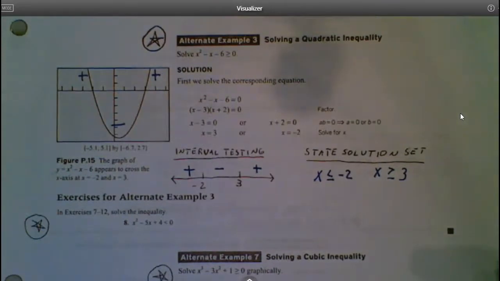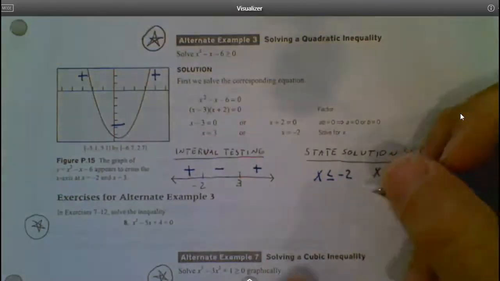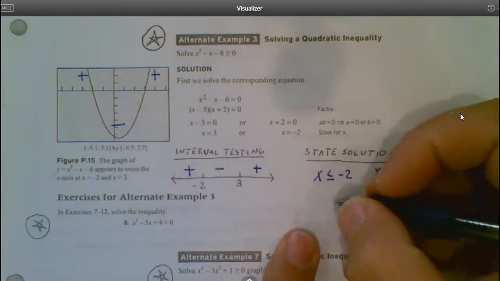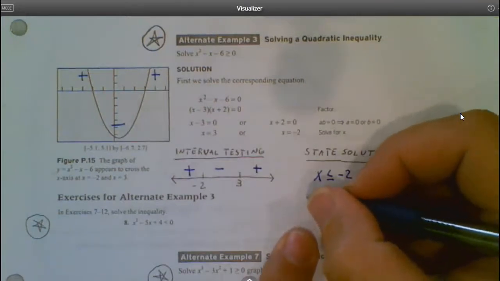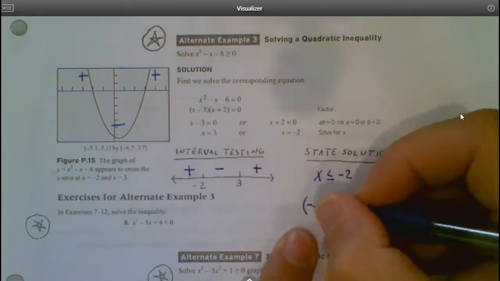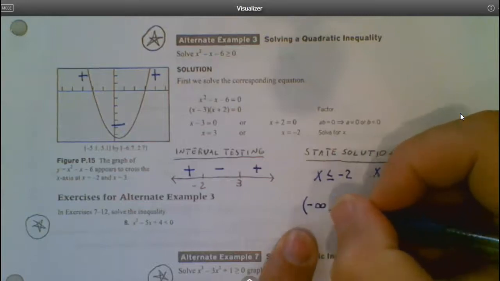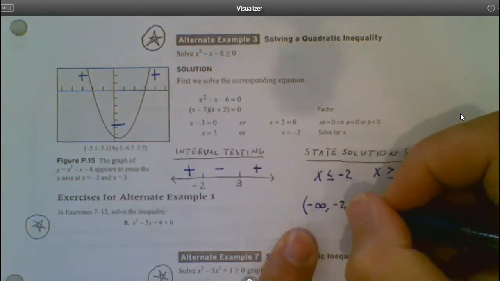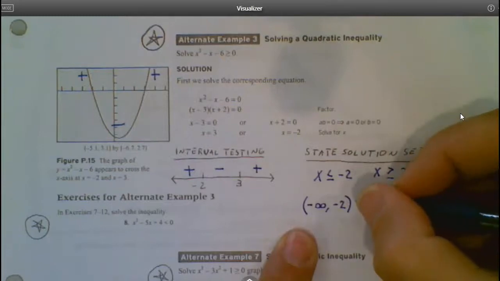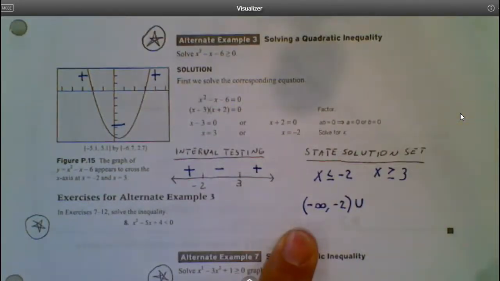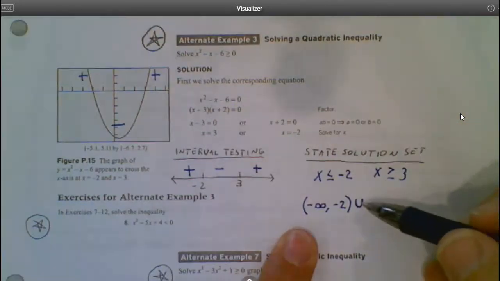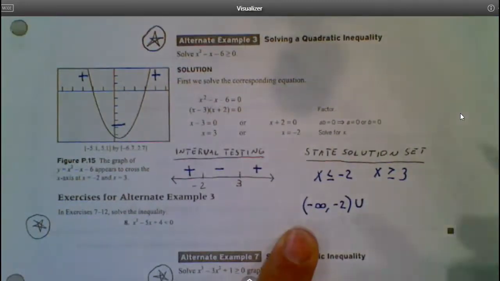Of course, we want to be able to write that in interval notation. So we're going to do something like this. From -infinity up to -2, in union with. If you have to write more than one group of answers, we put a little u in between them. This stands for a union of the two sets, just means they're all coming together as part of our answer.